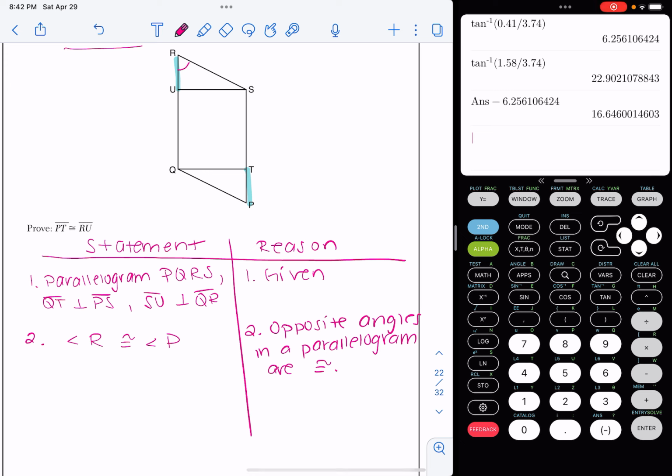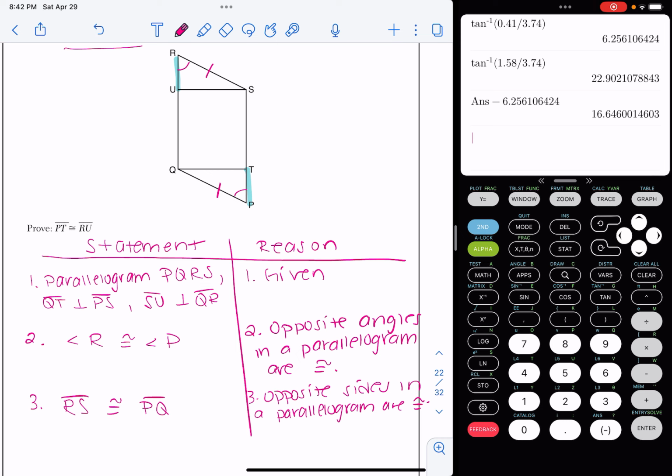Once I've said that, I'm going to mark those two angles off in my picture. I am also going to add in that RS is congruent to PQ because opposite sides in a parallelogram are congruent. And we're going to mark those off. So using that first given about a parallelogram, I was able to mark off two pieces in this.